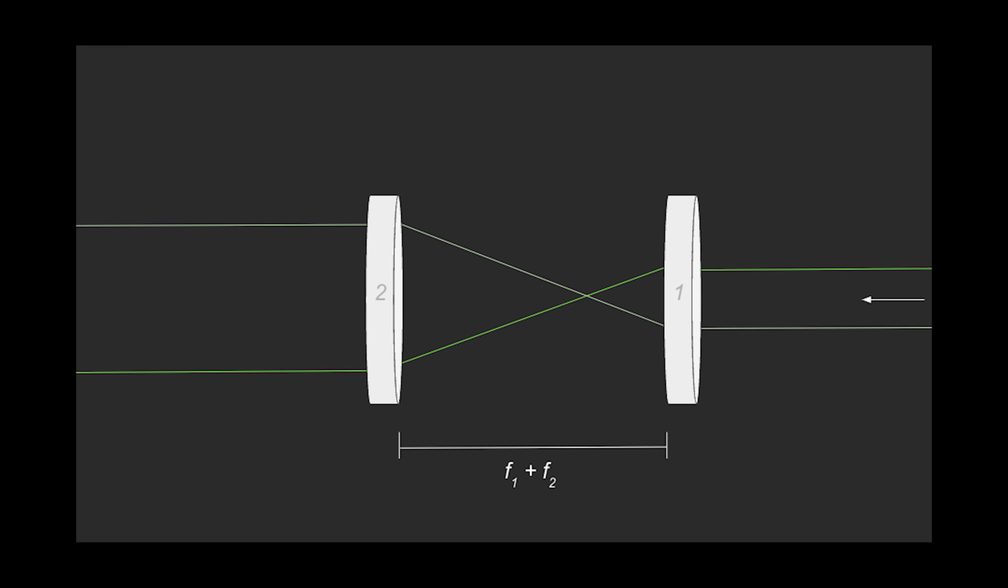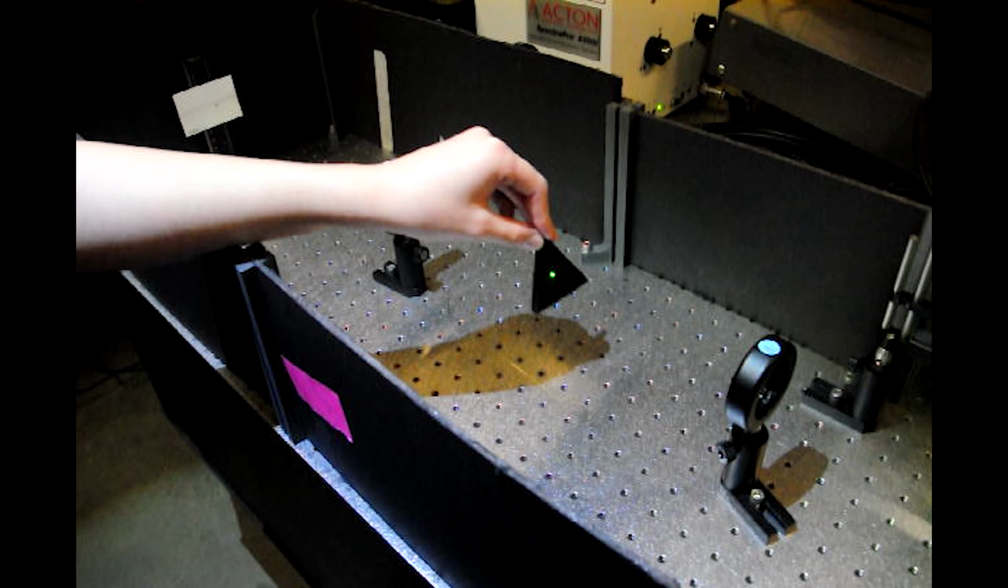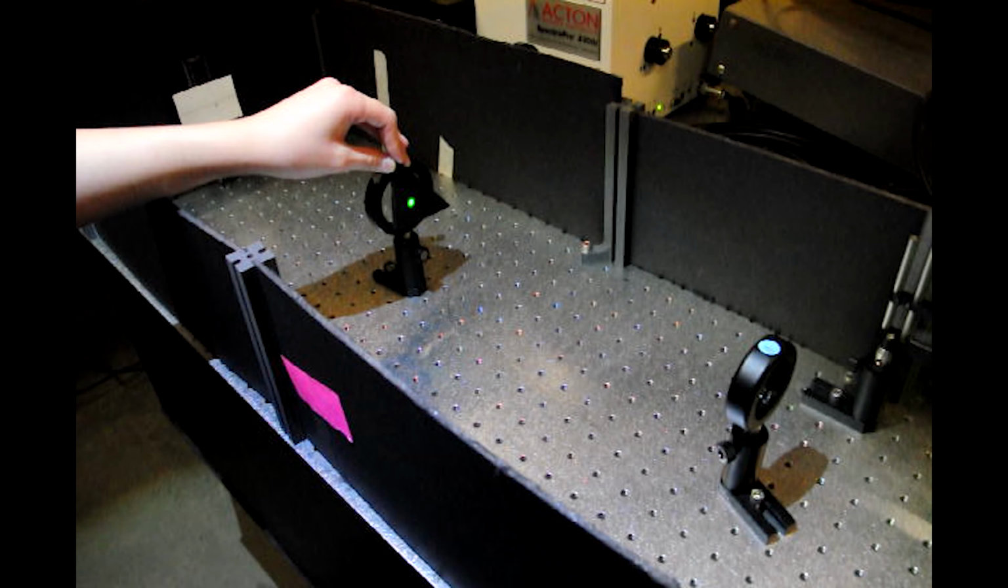I will now place our second lens, which will collimate the beam again. In order to achieve this, the second lens will be placed with the curved portion of the lens facing out at a distance equal to the sum of the focal lengths of the two lenses. In our case, this is 350 millimeters. As you can see, the beam is now collimated, neither converging nor diverging, past the second lens.